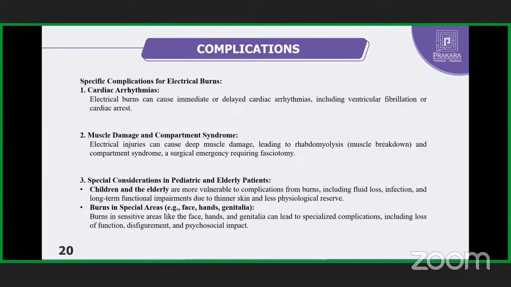Special complications for electrical burns. I've told you, cardiac arrhythmias. An electrical burn can cause immediate or delayed cardiac arrhythmias, including ventricular fibrillation or cardiac arrest. Next is muscle damage and compartment syndrome. Electrical burns can cause muscle burn. The muscle will get burned out, and this will lead to deep damage, leading to rhabdomyolysis. Nothing but the muscle will break down. This is called rhabdomyolysis.